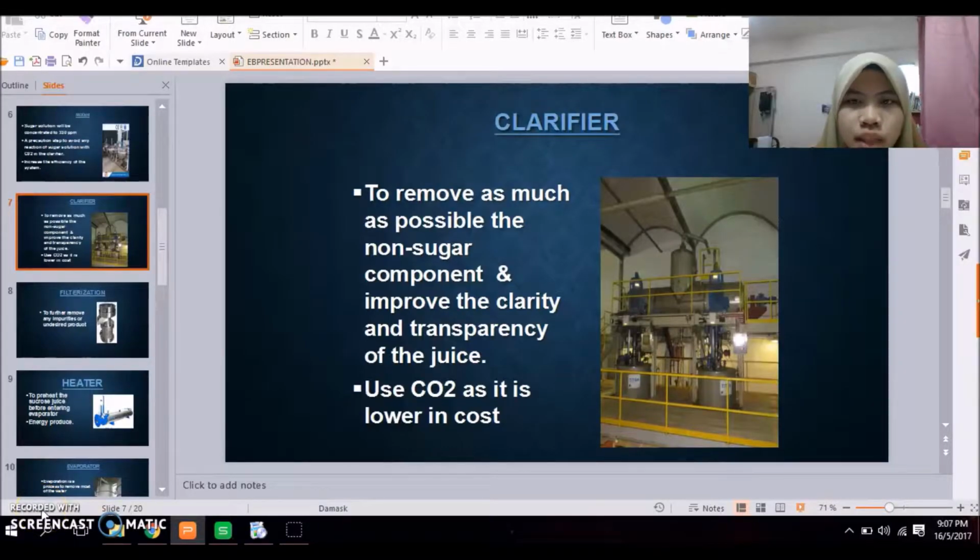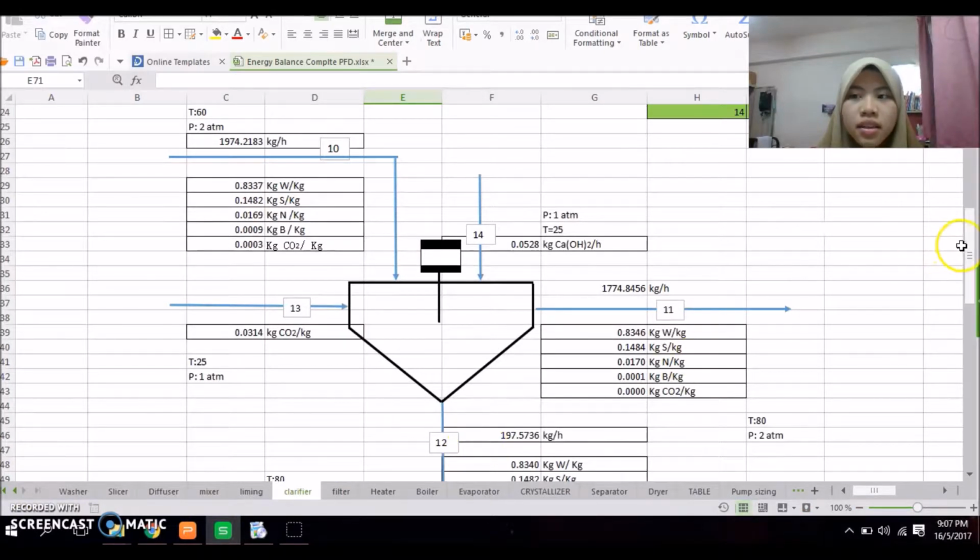Okay, I will continue with the clarifier. The function of the clarifier is to remove as much as possible of the non-sugar components and improve the clarity and transparency of the juice. We use CO2 as it is lower in cost. This is our material balance. The input temperature is 60 degrees Celsius and the output temperature is 80 degrees Celsius. The pressure for both input and output is the same, 2 atm.